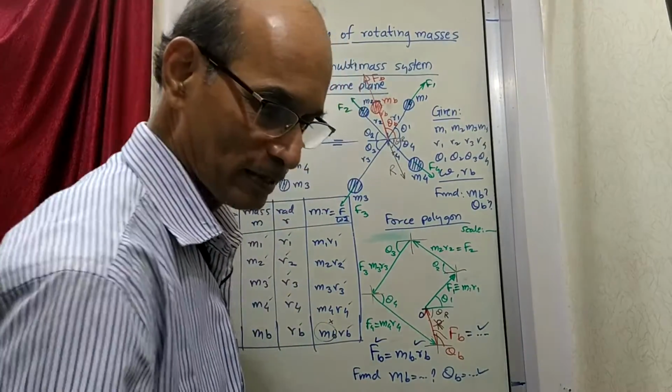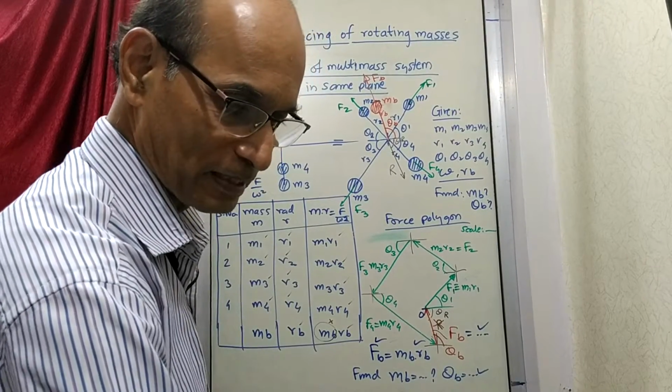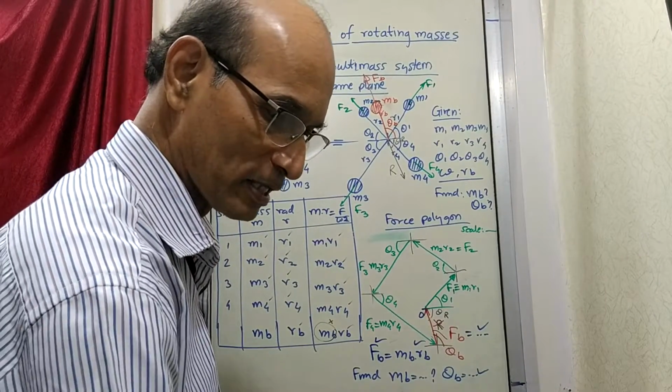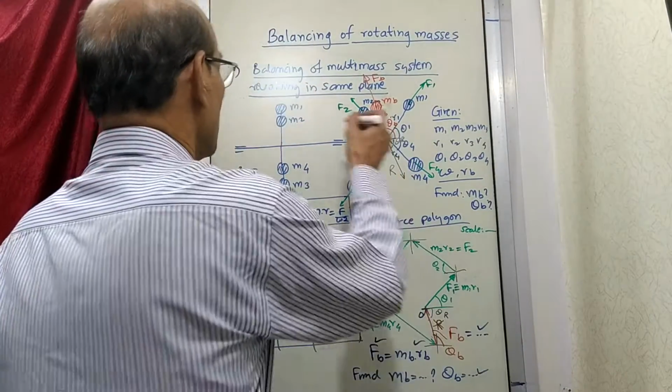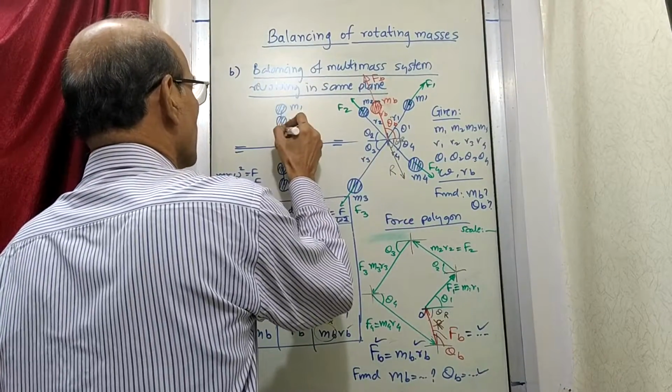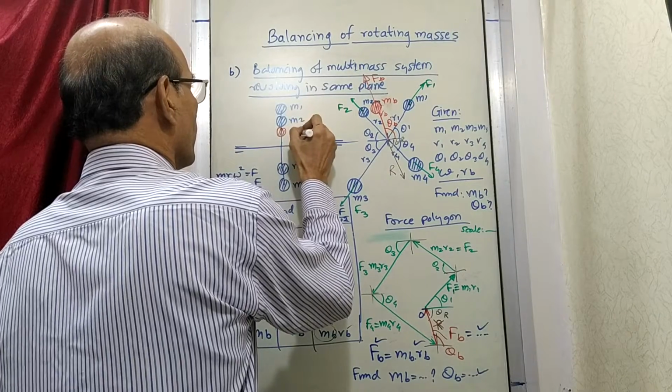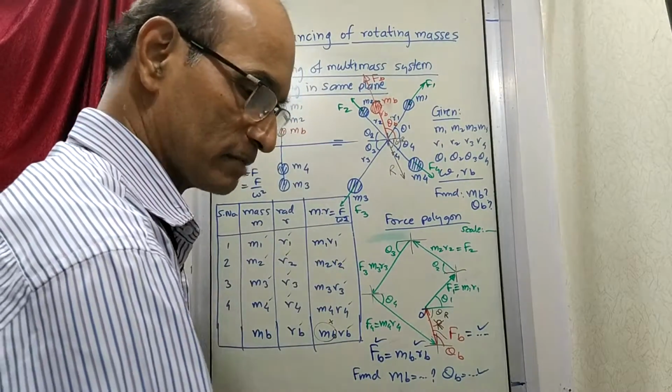We are asked to balance a system which is a multiple mass system, and we want to put a balance mass in the same plane. So when you do that, maybe you can show that here, and you have shown some mass here, MB, and that has balanced the system.